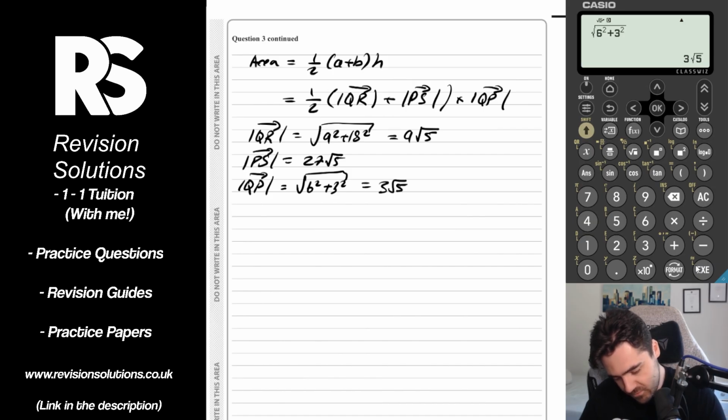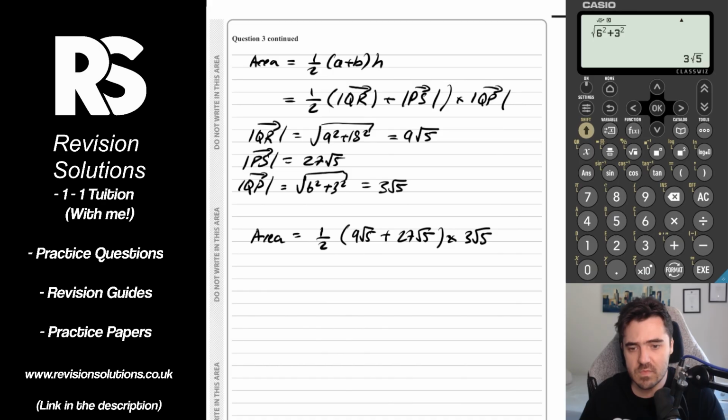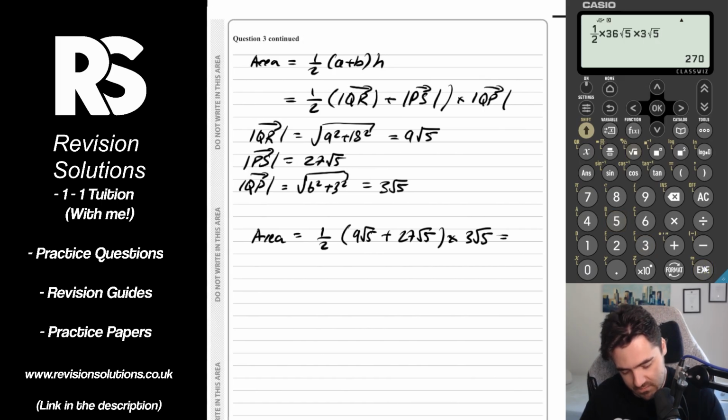And then plugging it all into our formula to get the area. So the area then would be a half of 9 root 5 plus 27 root 5 times 3 root 5. That's going to be, typing it all in, a half times 36 root 5 times 3 root 5, which gives us 270.